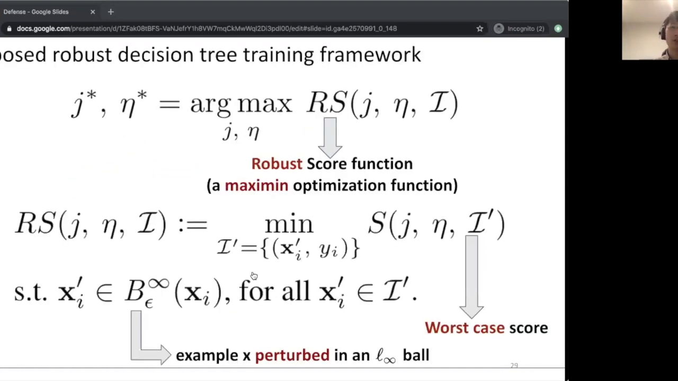In our proposed robust decision tree training framework, instead of maximizing the score directly, we maximize the worst-case score when perturbation within the L infinity ball is allowed on the training data. So a robust score is determined as the minimum score of the current split under all possible perturbations of data within the epsilon L infinity ball.